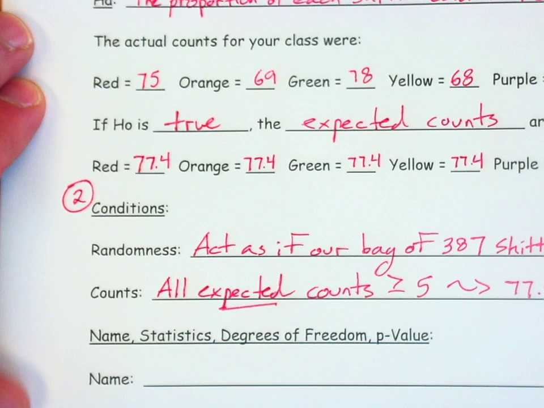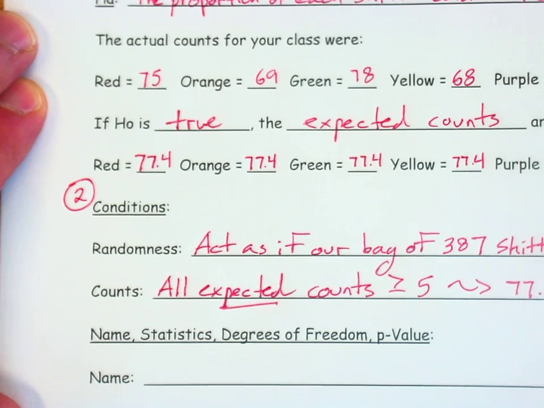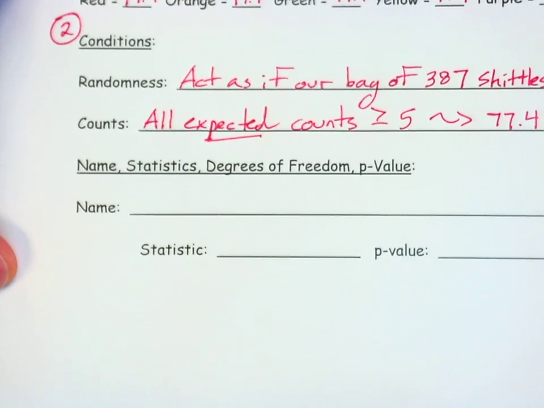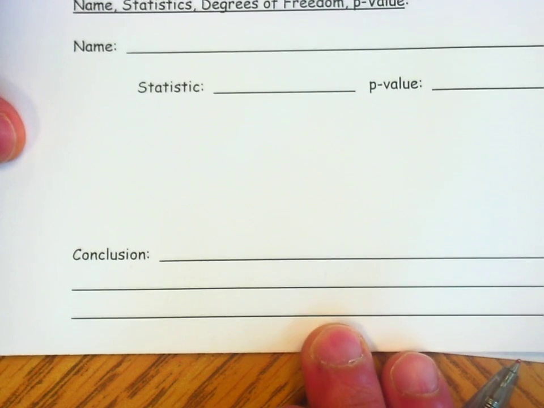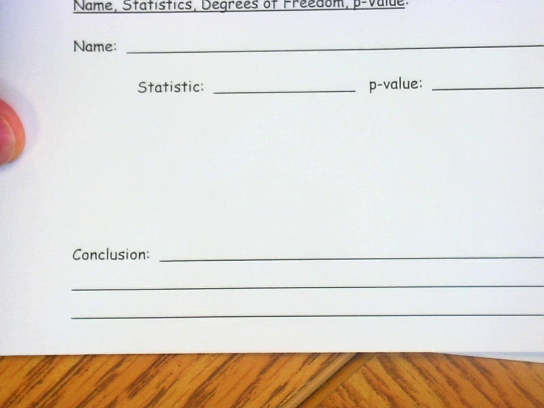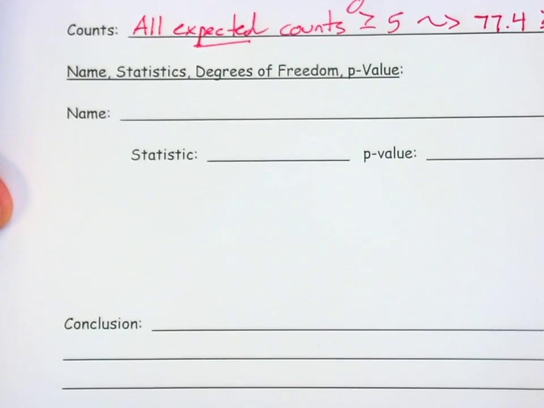So first step, hypotheses. Second step, the conditions. There's the randomness condition, and then there's the condition regarding the expected counts. The third and fourth steps are to name the test, develop the statistic, the degrees of freedom, and the p-value. And then the last thing, like every other test we do, we will draw a conclusion. We will do those last 2 steps in the next video.